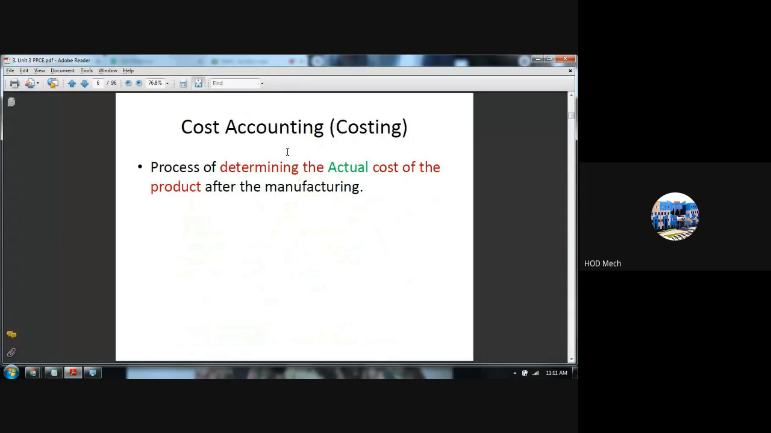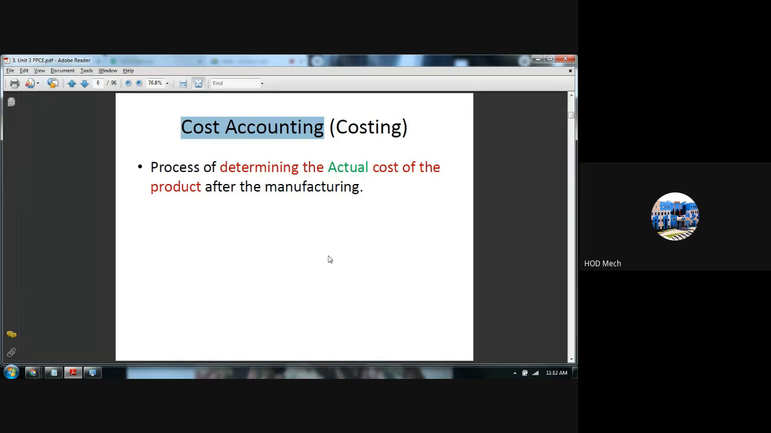Now cost accounting, and what is cost accounting? It is to determine how much you have originally spent, how much you have invested. When do you know how much it cost? Only after you have spent it. So when your manufacturing process gets over, and you analyze the total revenue you have invested, it is called cost accounting or costing.